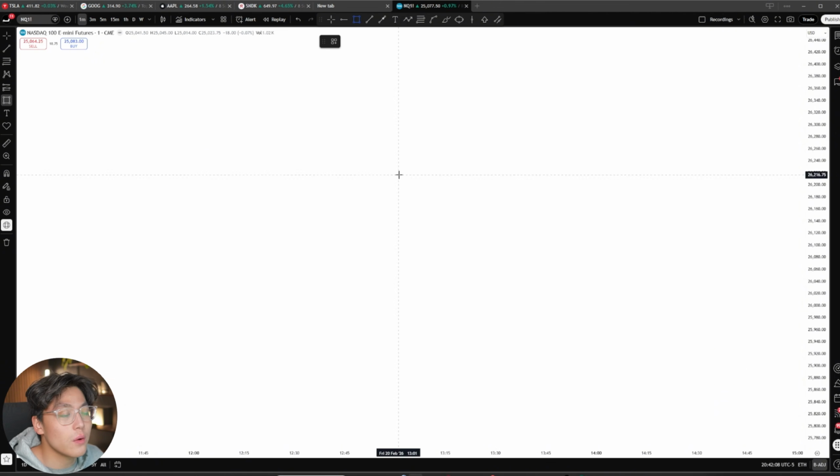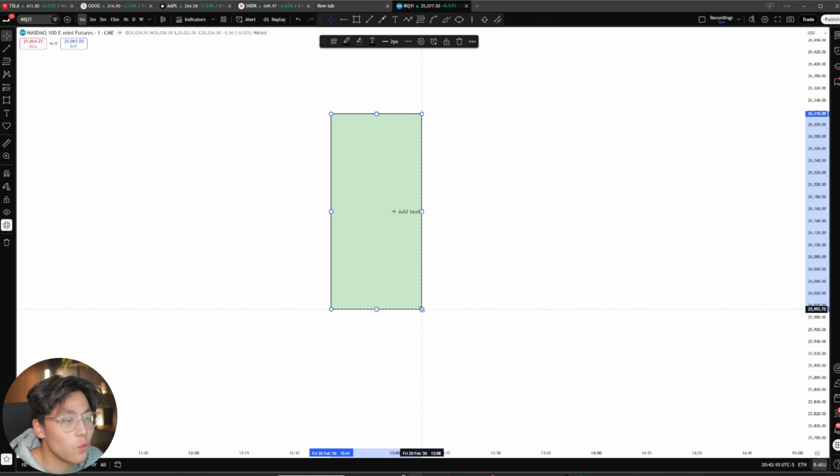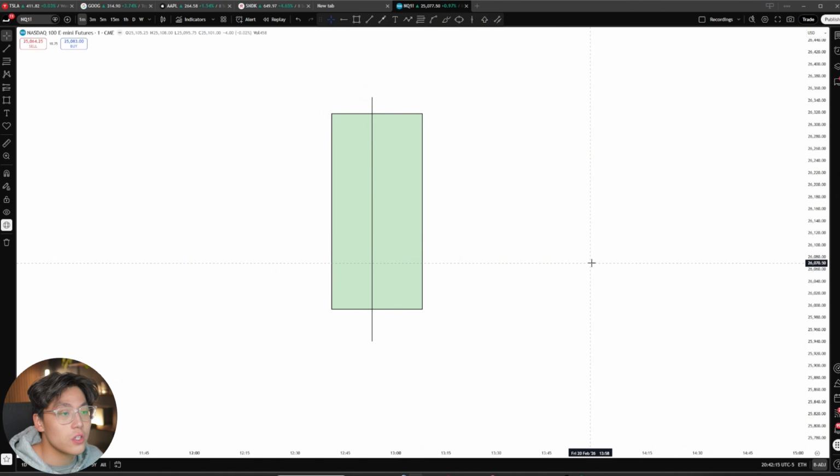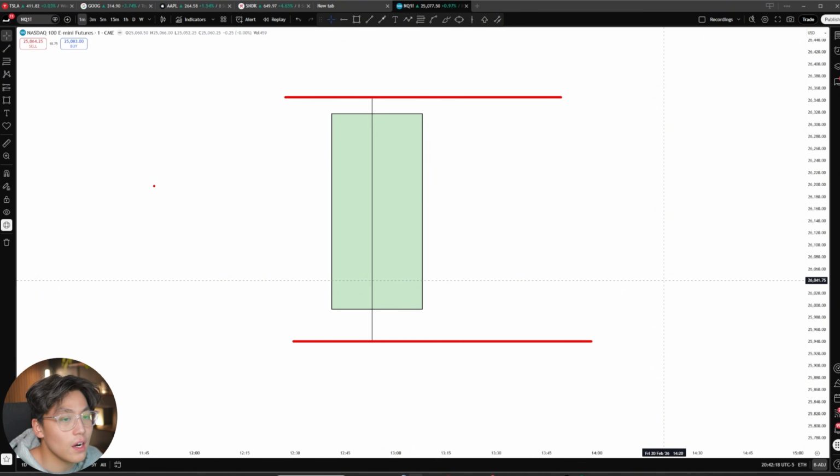So the strategy that we're going to be talking about today is based off of one single candle which forms on the daily chart. So as you can see right here, we have one candle, and what we're going to be focusing on here is the high and the low of the daily candle, which is very important.